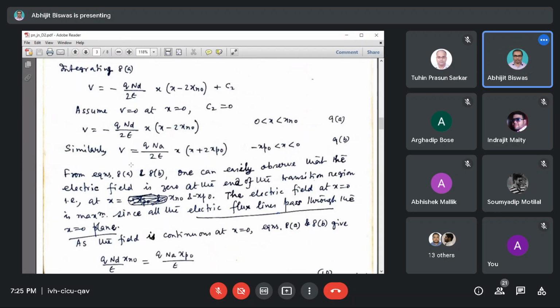You will get one equation on the right hand side of the metallurgical junction, and similarly on the left hand side you will find another form of equation. Here you see that the variation of electrostatic potential with distance is quadratic in nature, that means parabolic variation. So this is the difference. The variation of potential with distance is parabolic or quadratic, whereas electric field variation with distance is linear. This is a very important point, you must note it.